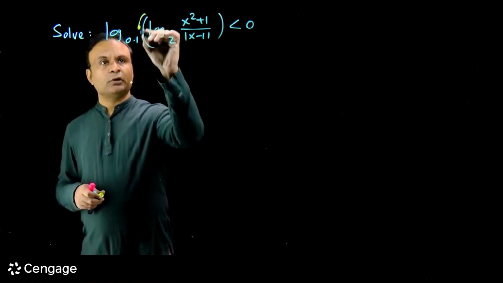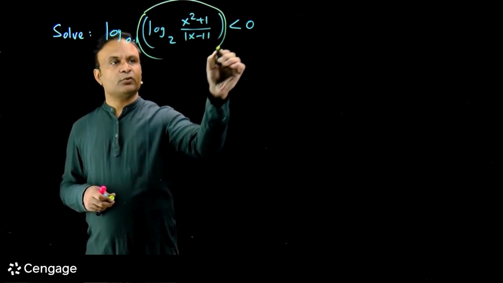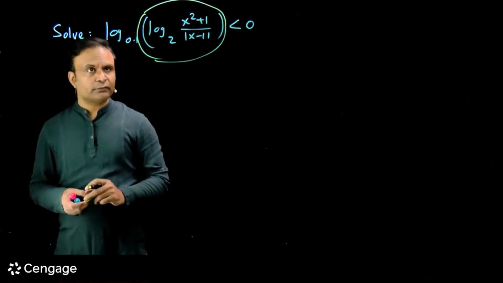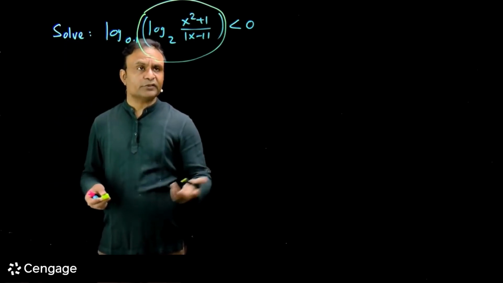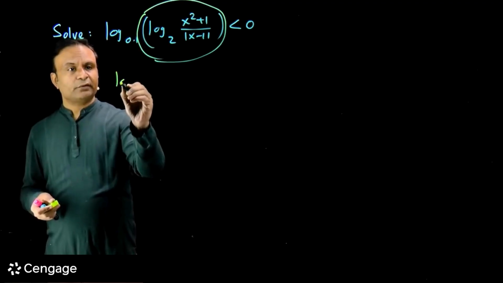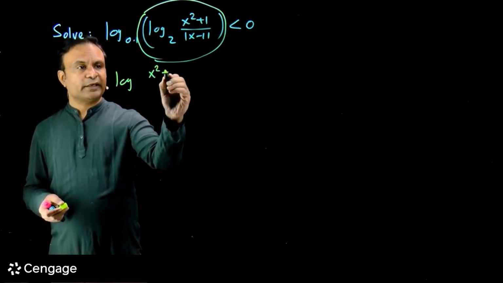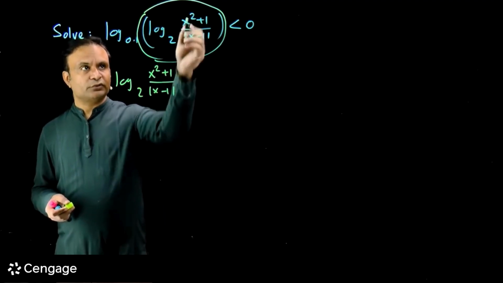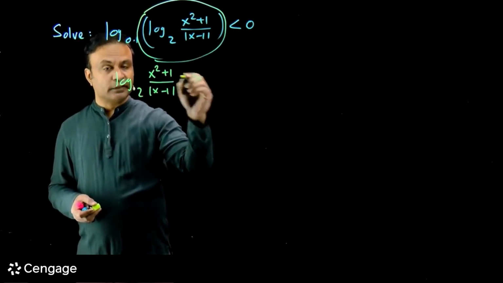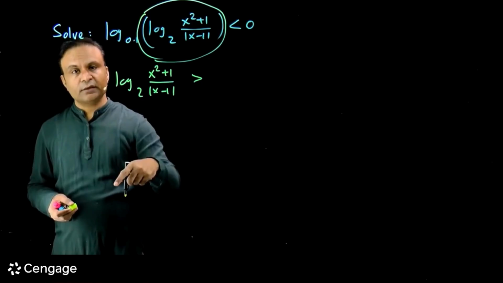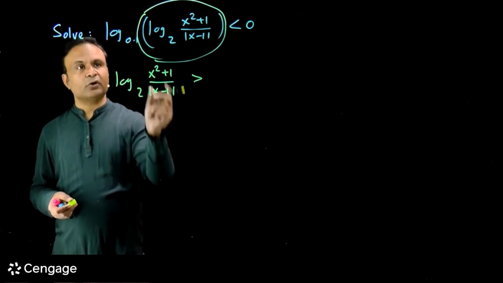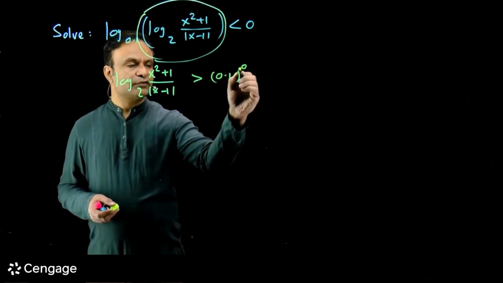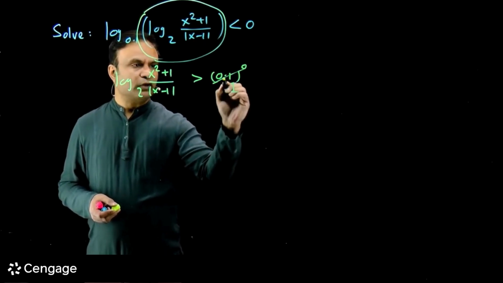First of all, log of this expression to the base 0.1 is less than 0. Base of logarithm for this is 0.1, which is less than 1. So we have log of (x square plus 1) upon mod x minus 1 to the base 2, this expression is greater than 0.1 power 0. We are changing the orientation of inequality because base is less than 1. 0.1 power 0 is 1.